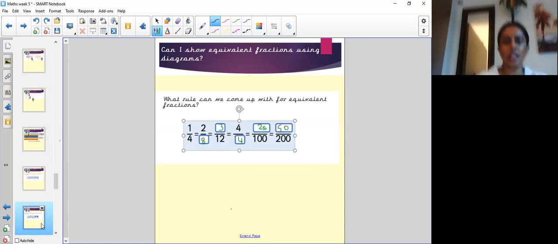Okay, so I've got the answers here. What rule can we come up with for equivalent fractions? So you can see a quarter equals 2/8. 2/8 equals 3/12. And then we've got 4/4, which is basically 1 whole. And on the other side, we have the same thing that's going. 25/100 equals 50/200. So have a think about the rule that we can come up with for equivalent fractions and how to help you find out the answers when you are carrying out these questions.